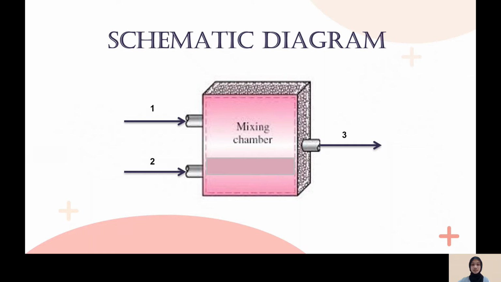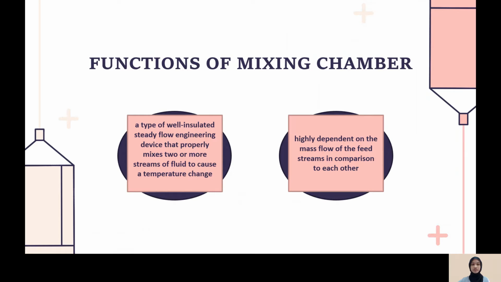So this is a general schematic diagram of mixing chamber, where it usually has 2 feed streams and also 1 output stream. Then we have the functions of mixing chamber. Mixing chamber is actually a type of well-insulated steady flow engineering device that properly mixes 2 or more streams of fluid to cause a temperature change. And it is also highly dependent on the mass flow of the feed streams in comparison to each other.